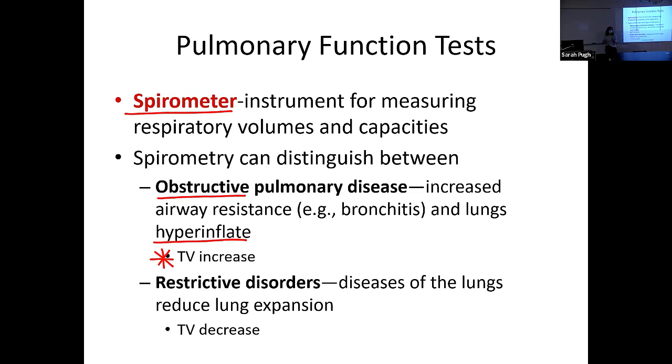A restrictive disorder, this is going to actually prevent your lungs from expanding fully. So they can't actually expand all the way. And if your lungs can't expand all the way, then your tidal volume is going to be low.